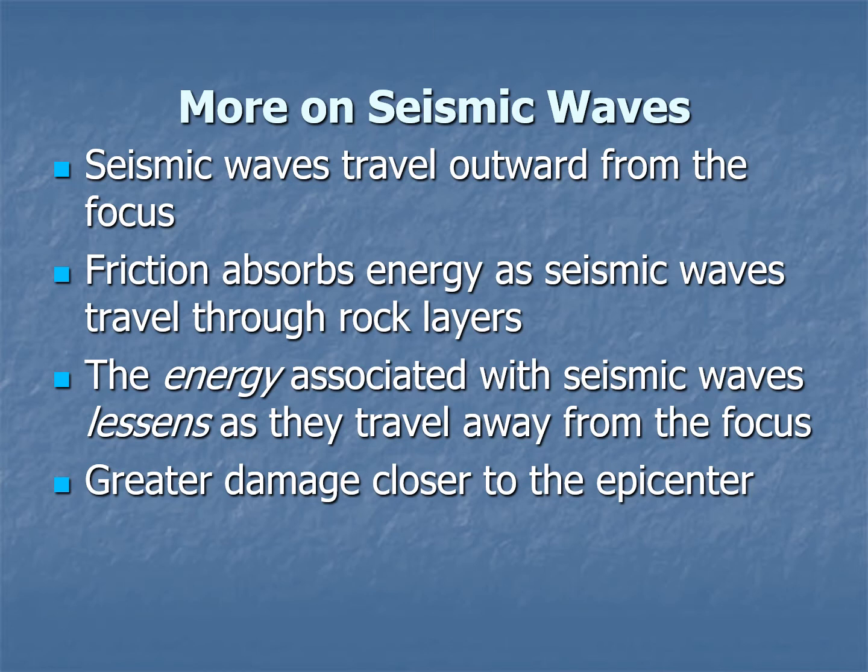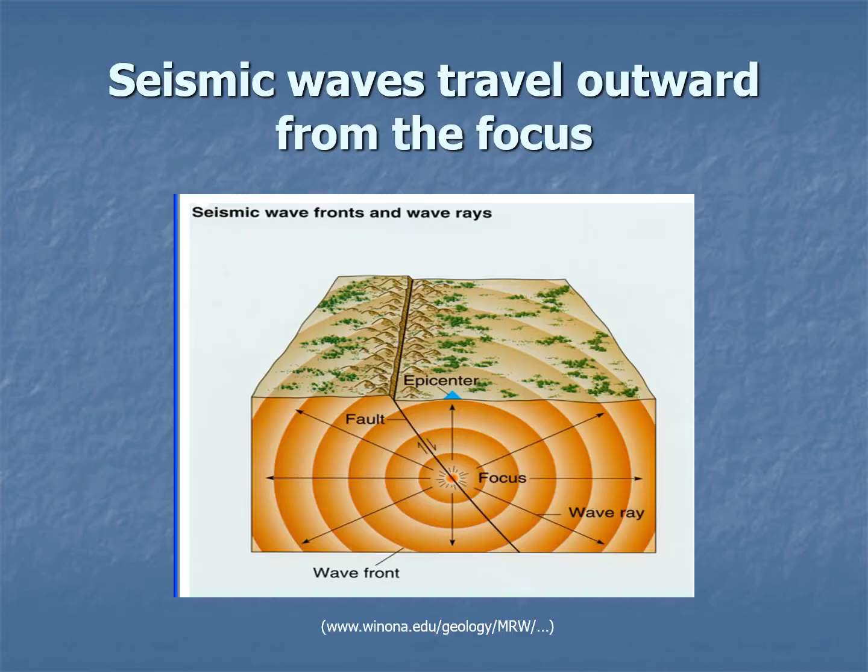Okay, so while friction on a fault plane is bad because that leads to that stick-slip behavior and stress buildup, the friction is good in the fact that it's absorbing energy as the seismic waves travel through the rock layers. So a 6.9 in California today, we are not going to feel it here in North Carolina, because the energy associated with seismic waves is going to lessen or dissipate as they travel away from the focus. So of course, as we expect, greater damage closer to the epicenter.